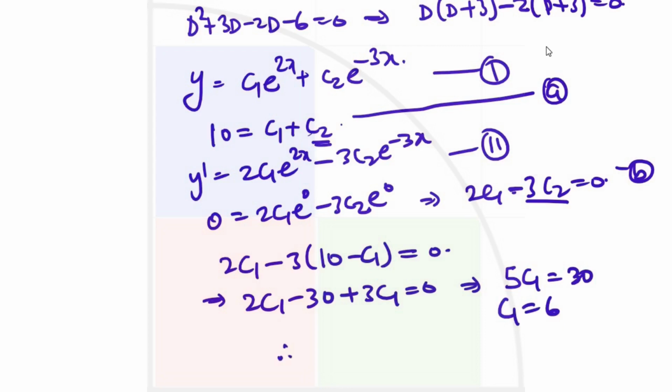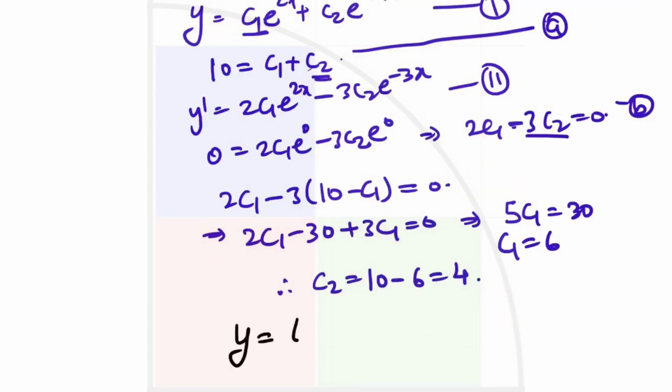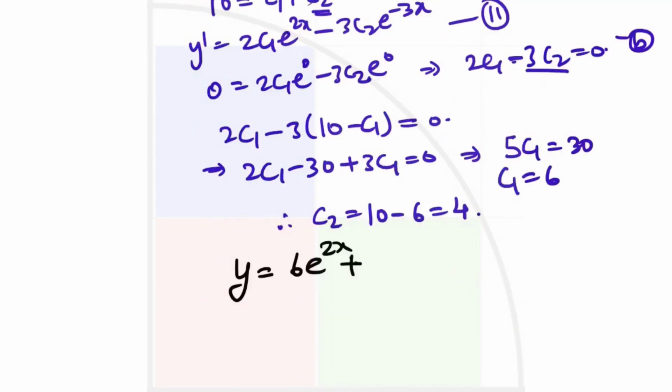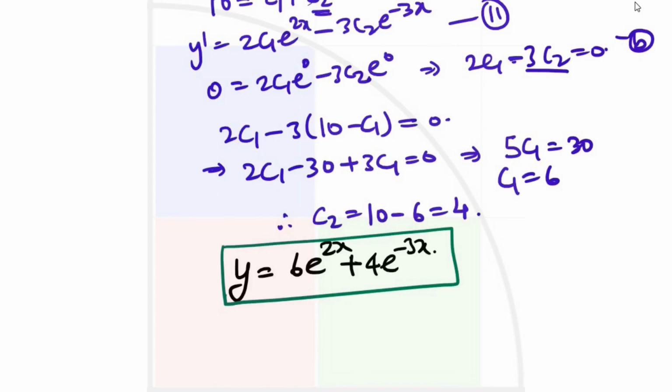Therefore, c2 will become 10 minus 6 is equal to 4. So we have to simply substitute it here to get our answer as y is equal to 6 e to the power 2x plus 4 e to the power minus 3x, and this is the answer. Okay, let us move to the next question.